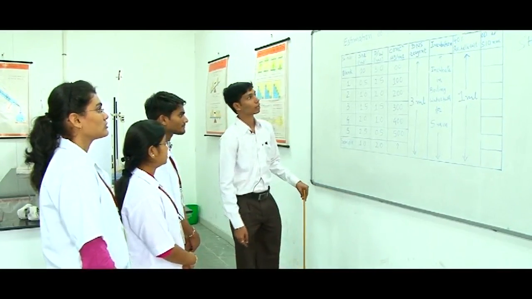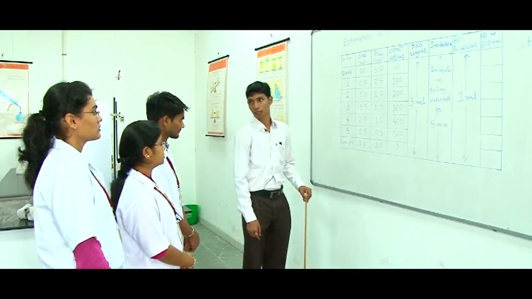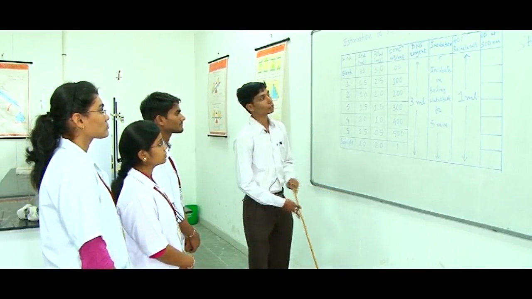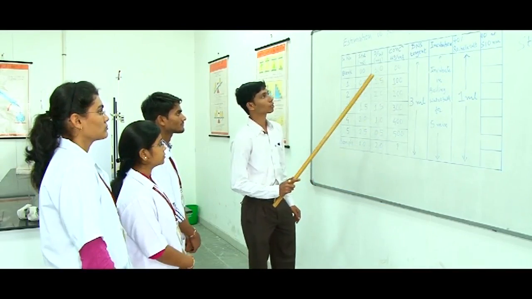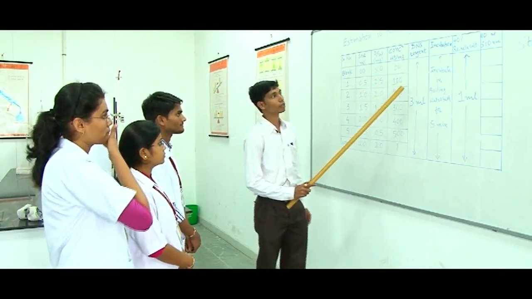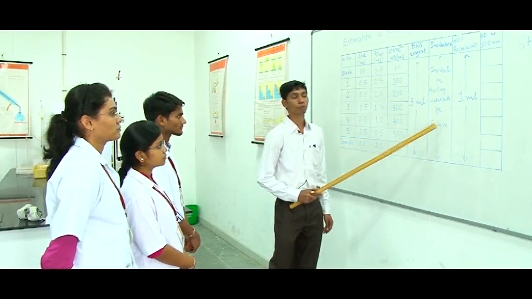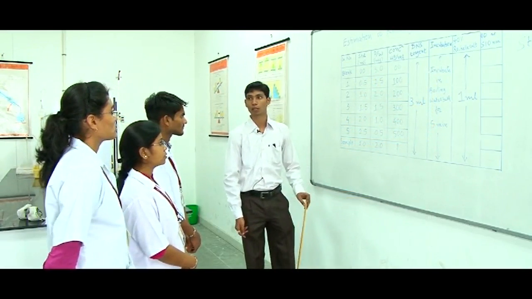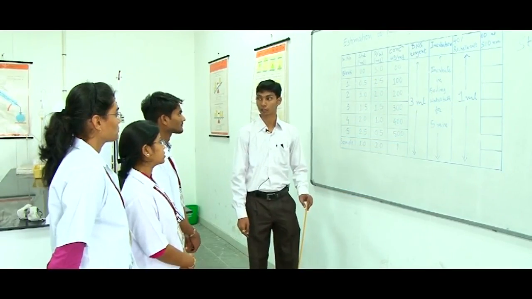Then we will add the DNS reagent. DNS is dinitrosalicylic acid. We will add 3 ml of DNS reagent to the contents. Then we will incubate all the test tubes in a boiling water bath for 5 minutes. What happens when we incubate the test tubes in the boiling water bath? It will give a red color complex.